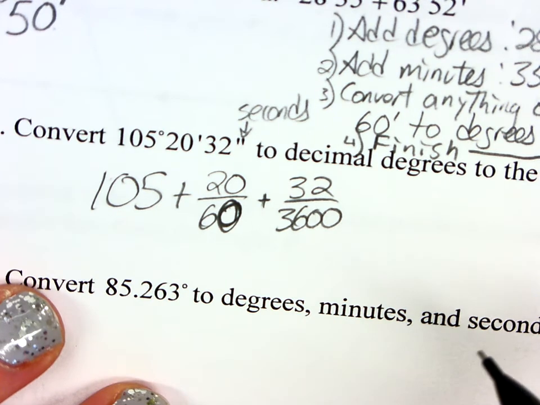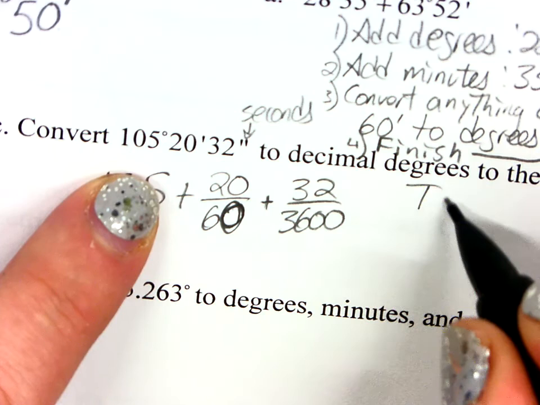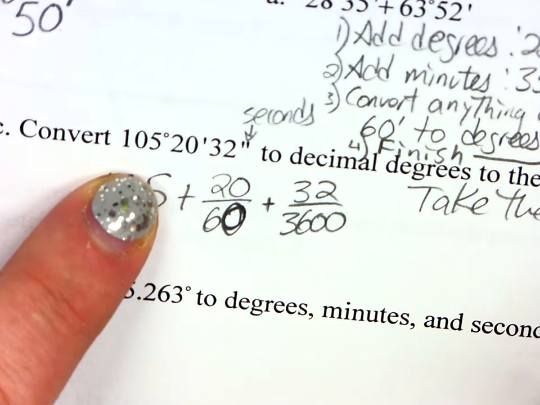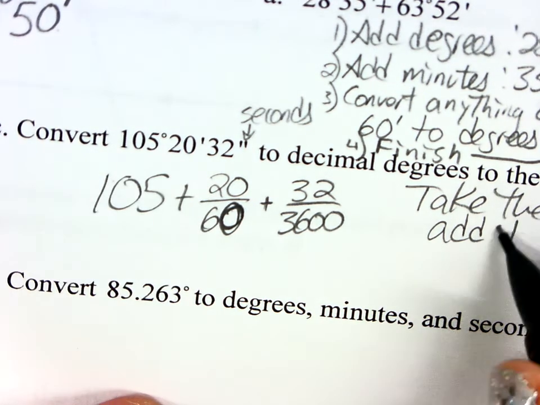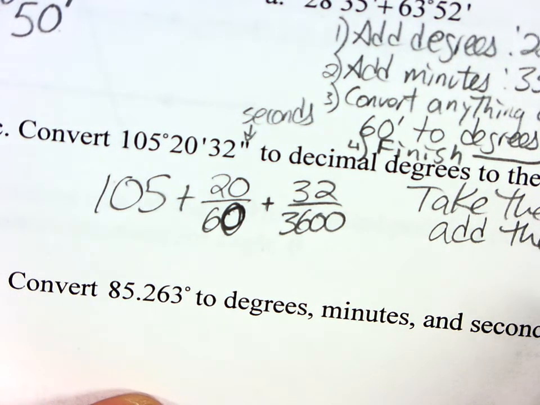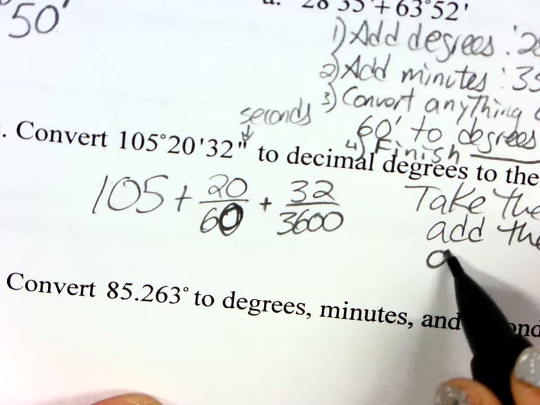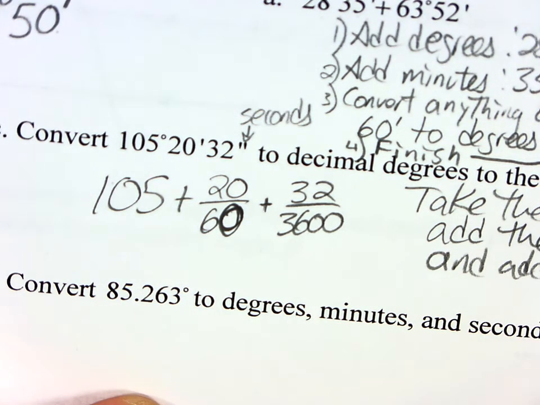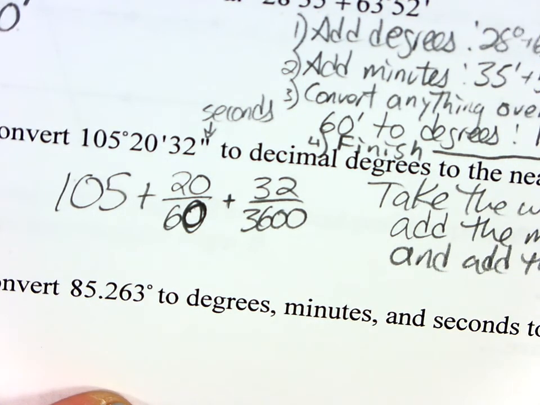So maybe we should write out some notes for ourselves later. So take the whole degrees. Add the minutes over 60 and add the seconds over 3,600.